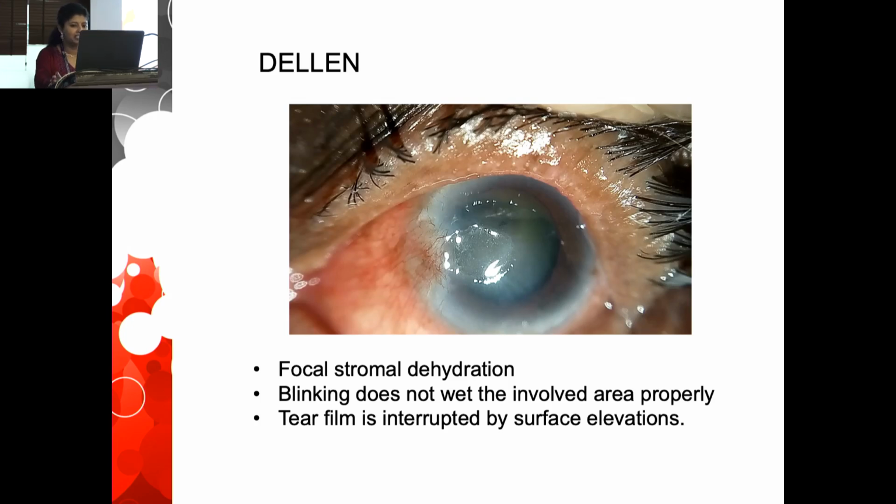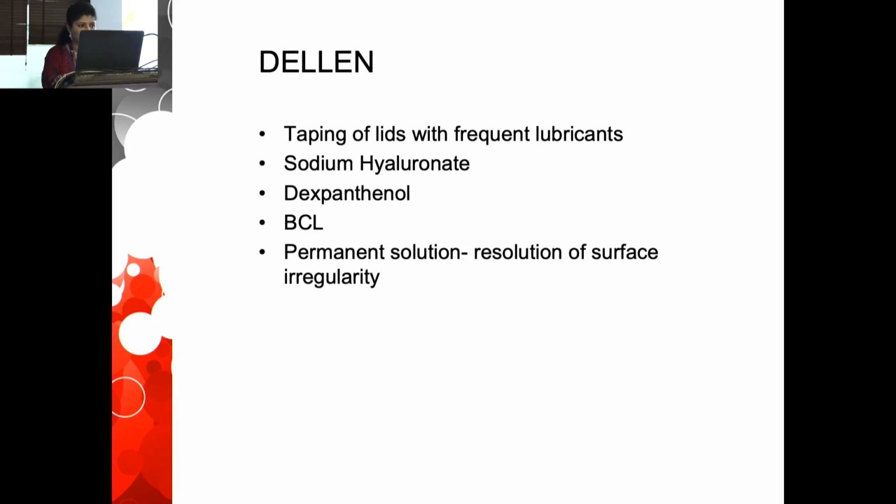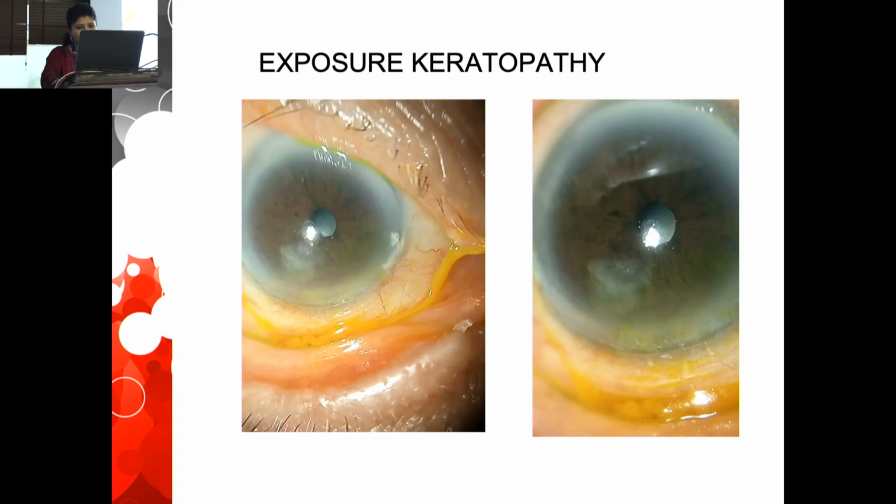Dellen. This happens because of some surface irregularity which deprives uniform distribution of the tear film. So, taping of lids with frequent lubricants is the best choice. Lubricants, again, sodium hyaluronate or dexpanthenol. And if the surface irregularity allows, you can put a bandage contact lens. Permanent solution is always treating the cause. You have to remove the surface irregularity.